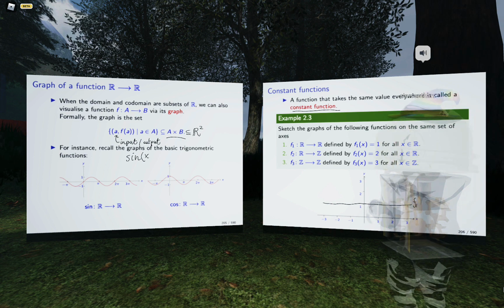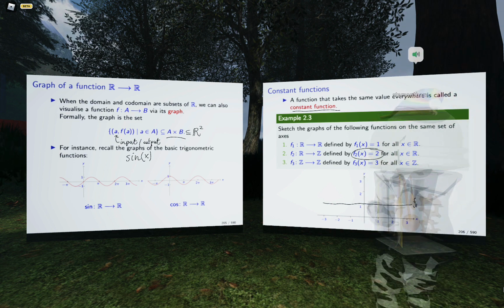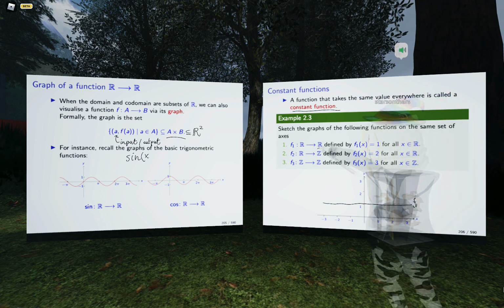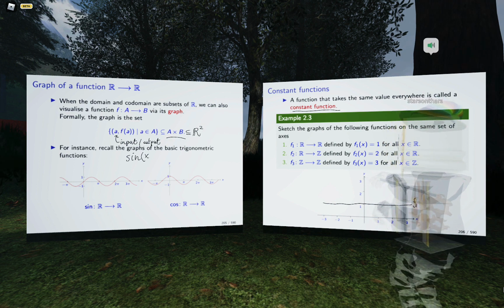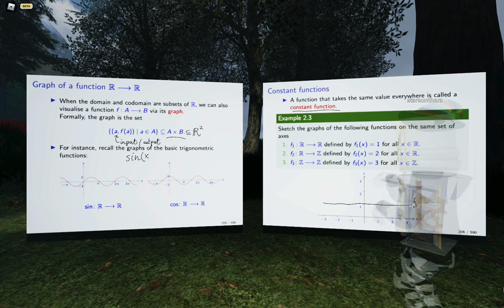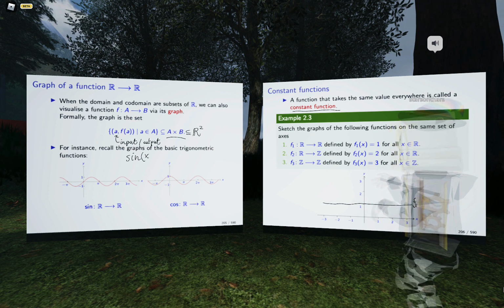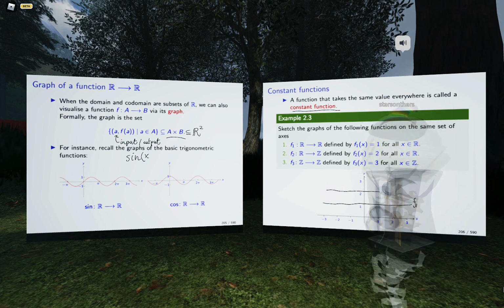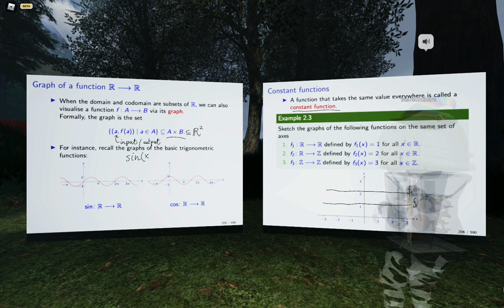f2, well, it's changed to give me output 2, so I should put it at height 2. What's also changed is the codomain is Z. Now you notice that I don't really care, right? That's a subset of R, so what I said over there makes sense. I can still sketch its graph. And I'm going to put a point at position x, 2 for all x in R.